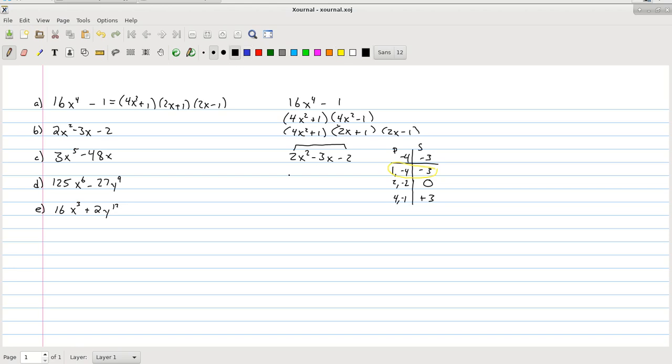That means we're going to group this in the following way. We keep the 2x squared. We keep the last term, minus 2. And we're going to break up this minus 3x as positive 1x minus 4x. Now we do the factoring by grouping. We look for a common factor in the front pair. I see each of these have an x in common, so we can factor out the x. To see what's left in the parentheses, divide each by x. This leaves us with 2x plus 1.